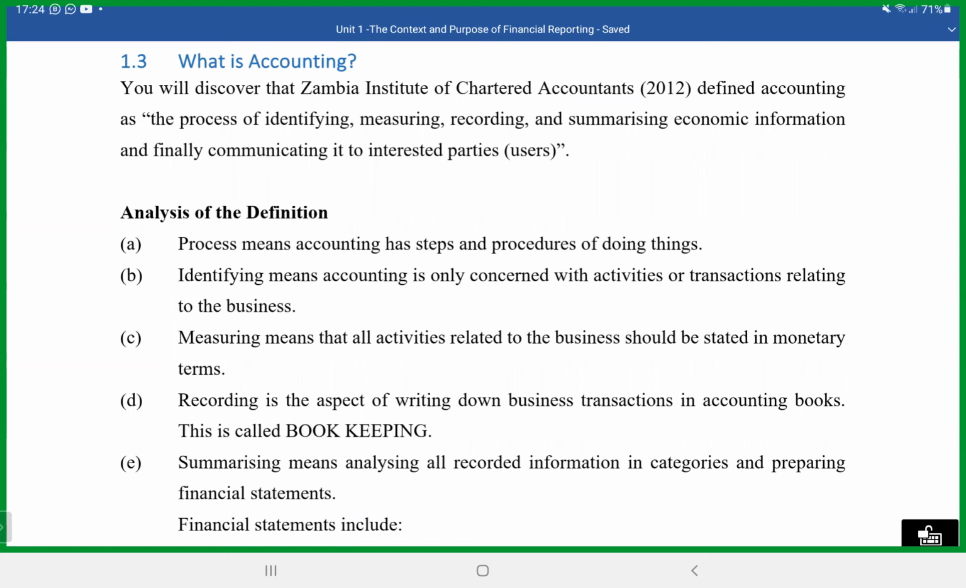Process number 1. This means that accounting has steps and procedures of doing things, okay? In accounting, you don't just wake up and do things the way you want to do them, okay? There are basically steps that are outlined that one will need to do what? To follow. So whenever you are doing accounting, you really need to be methodical and ensure that you follow the procedures given so that you can do what you are required of doing as an accountant. That is what process means.